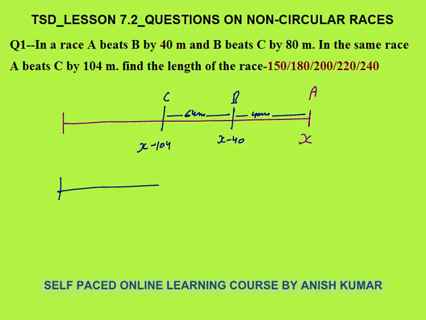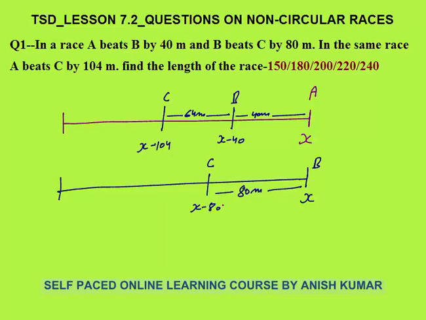Question also says that B beats C by 80 meter. It means that when B finishes the race, when I say B beats C, it means that B has already finished the race and B beats C by 80 meter. This distance is 80 meter. So C will be x minus 80.